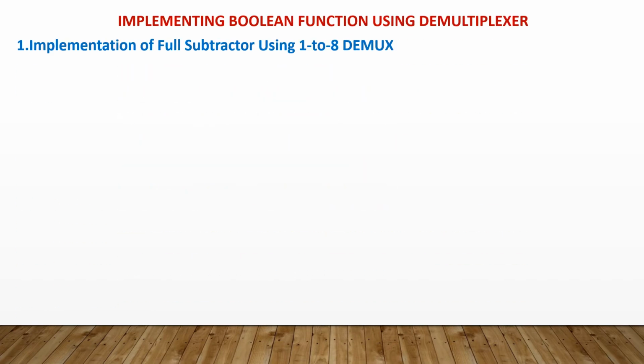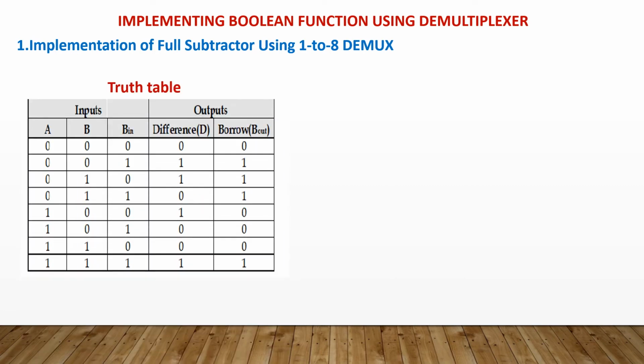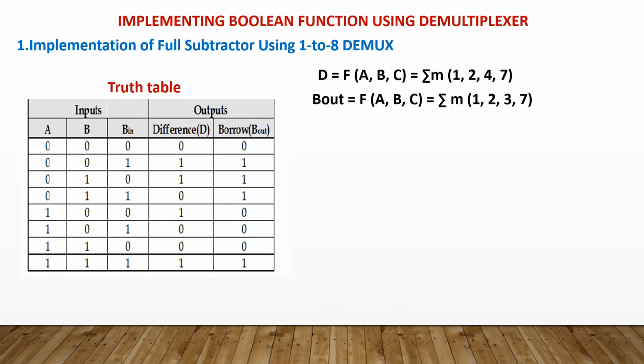So next one is implementation using demultiplexer circuit. The question is implementation of full subtractor using 1 into 8 demultiplexer. Since it is the implementation of a full subtractor, we should know the truth table for the full subtractor. For a full subtractor, we know it is a subtraction of 3 bits, so A, B, B in, and the outputs are difference and borrow out. First we should construct the truth table. From the truth table, we can write what the difference and borrow out are.